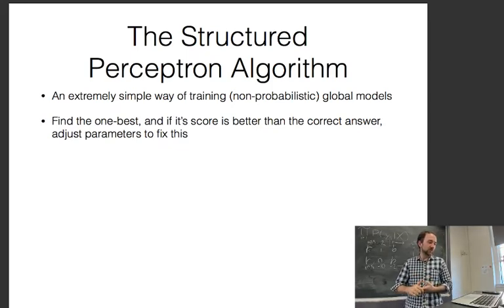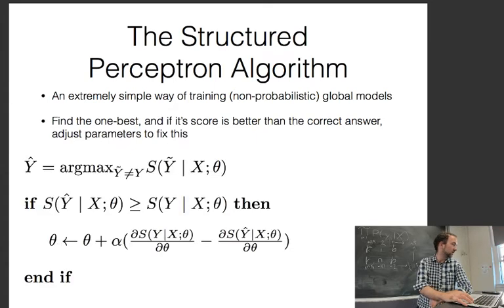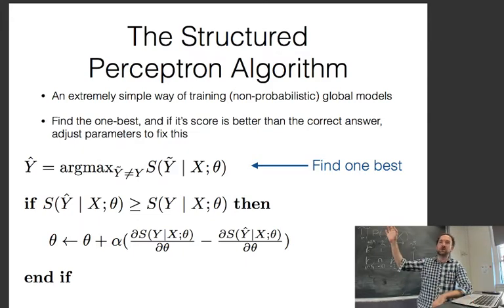The way we do this is we find the one best hypothesis, and if its score is better than the correct answer, we adjust the parameters to fix this. So if we write it out in an algorithm, it's basically 4 lines long. In the first line, we find the one best according to the score. But we find the one best that is not equal to the correct answer. Actually, in this case, we can find the one best or the one best that's not equal to the correct answer. Either is okay. But for consistency down the line, I'm saying we're finding the one best that is not equal to the correct answer.